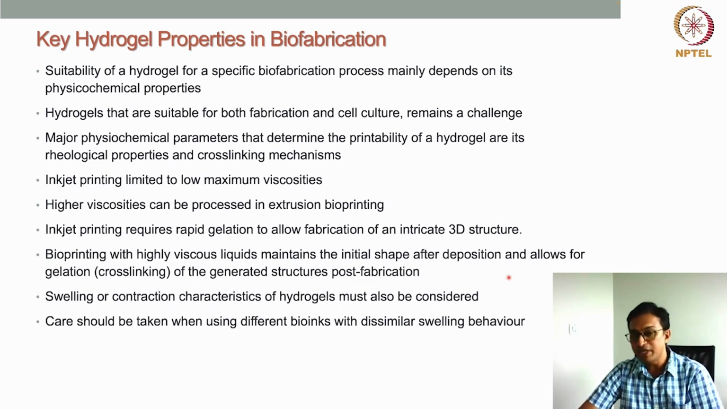So post-fabrication cross-linking is possible in extrusion bioprinting, because we can use high viscous material. But if the material viscosity is low, then as soon as it comes out and you deposit it, it starts spreading, so the shape cannot be retained. Basically, we get a deformed structure. That's why in case of low viscous material, rapid gelation is very important. But for high viscous material, slow gelation can be employed, because the high viscosity retards the shape deformation, right?